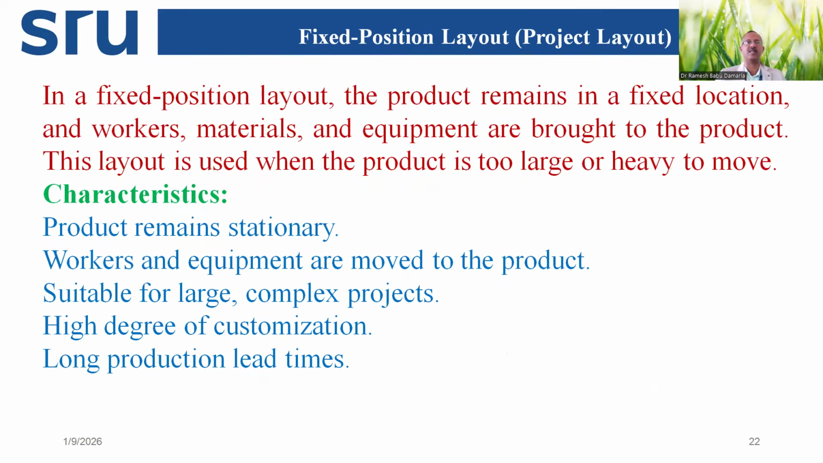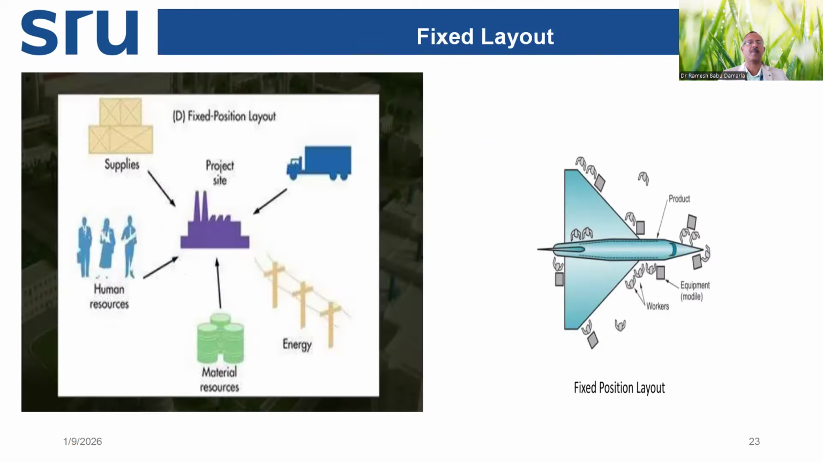And the last kind of layout is fixed position layout. This is also called project layout. In a fixed position layout, the product remains in a fixed location, and workers, materials, and equipment are brought to the product. This layout is used when the product is too large or heavy to move. The characteristics are the product remains stationary, workers and equipment are moved to the product. It is suitable for large and complex products. High degree of customization is possible. As per the customer specifications, we can make it. But it takes long production lead times.